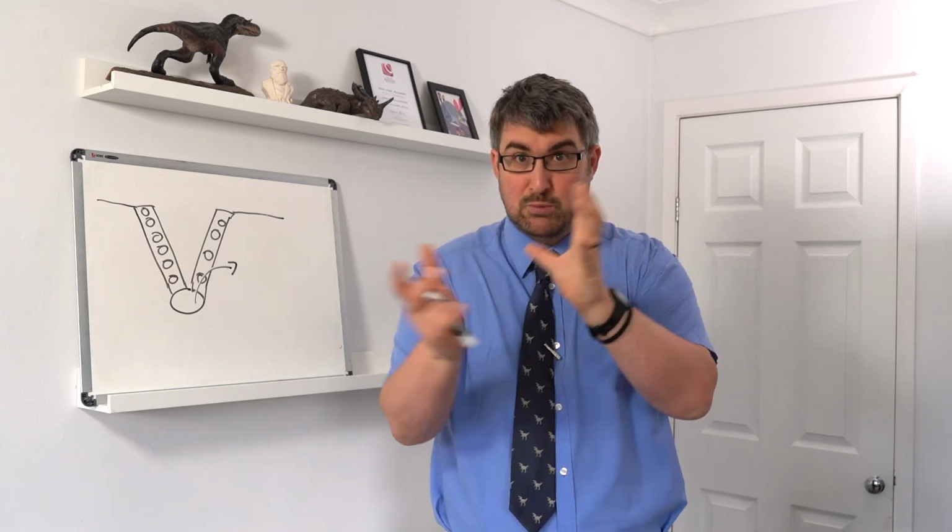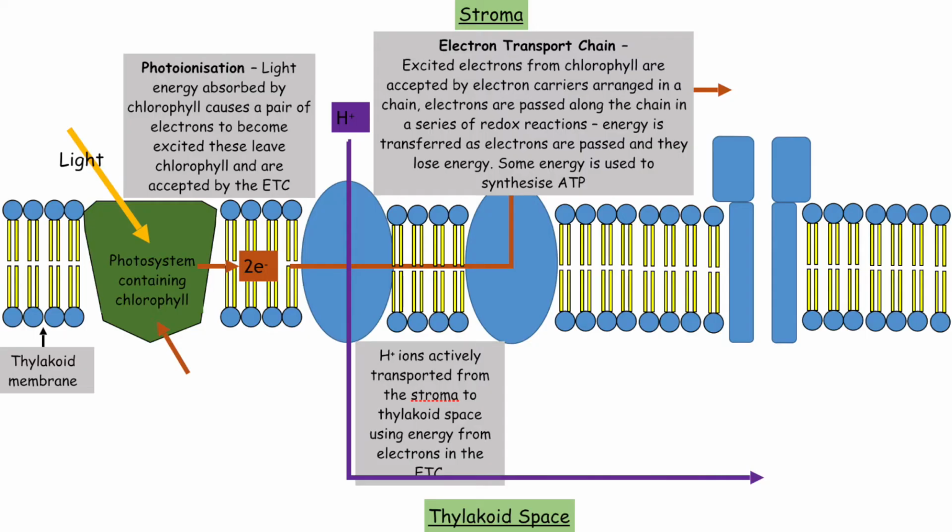and it's also used to help pump protons, H plus ions, however you want to word them, from the stroma into what we call the thylakoid space. So each thylakoid is like a little disc with a membrane all the way around it, and inside is this sort of impermeable space.